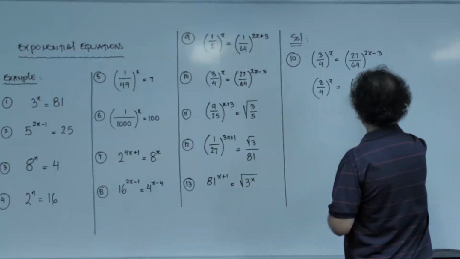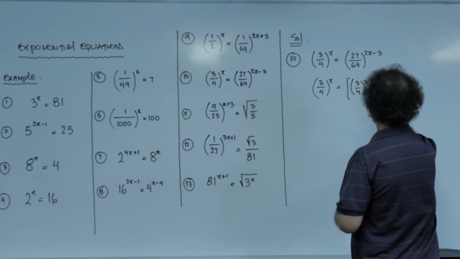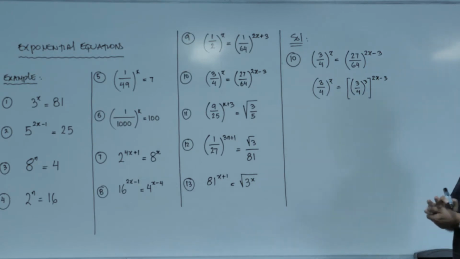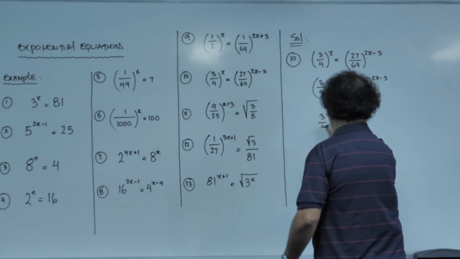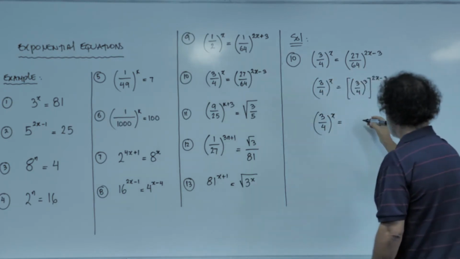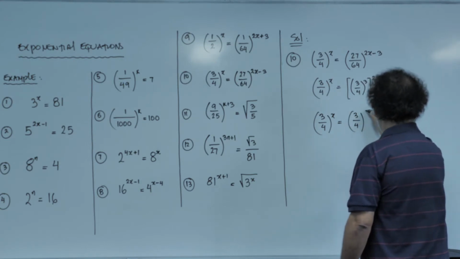So this is the same as if you do 3 over 4, but then we need to raise that to 2x minus 3. Okay, so you need to remember that bracket. Okay, and then we're going to have 3 over 4 to the power of x is going to be equal to 3 over 4 to the power of 6x minus 9.